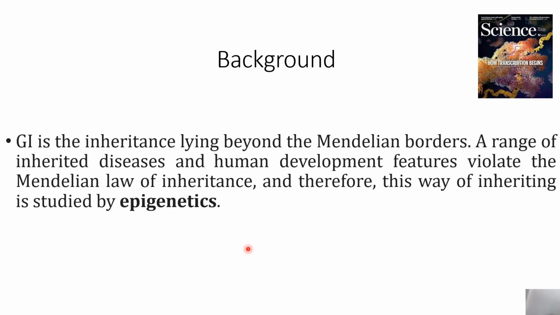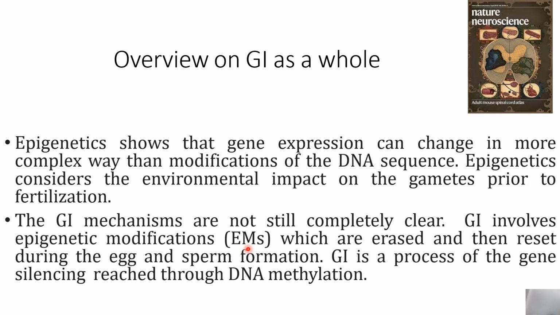So genomic imprinting is inheritance lying beyond the Mendelian borders. A range of inherited diseases and human development features violate the Mendelian law of inheritance, and this way of inheriting is called epigenetics. Okay. So epigenetics shows that gene expression can change in more complex ways than modifications of the DNA sequence. Epigenetics considers the environmental impact on the gametes prior to the fertilization.